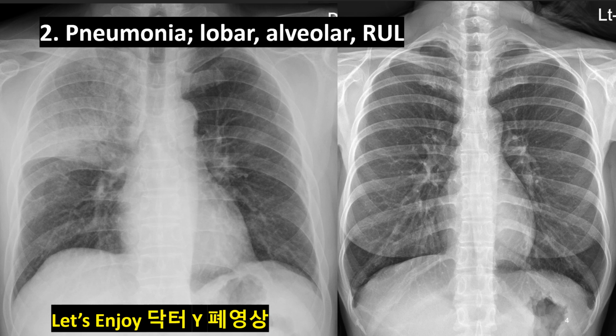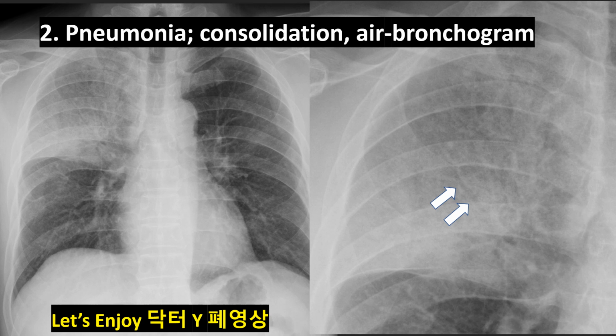Let's go first. Pneumonia, lobar pneumonia, alveolar pneumonia, in the right upper lobe. The right side image is always the normal young woman. Let's compare the normal young woman's image with the pathology condition. What's the difference? Yes, it's the right upper lobe, white density, hazy density. So this is lobar distribution, alveolar density, pneumonia. Let's take a closer look.